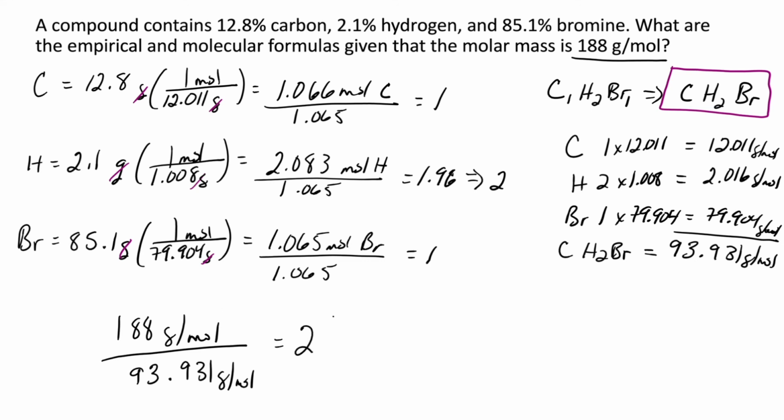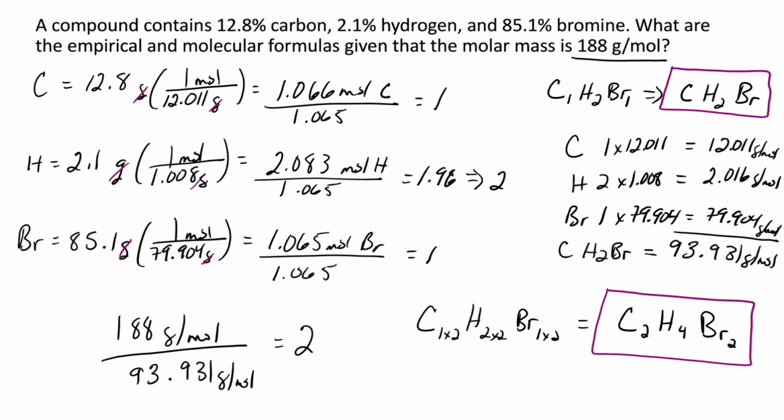This 2 tells us how many times we're going to multiply the subscripts in the empirical formula. So this means that I'm going to take each element and multiply the subscripts by 2. And this will give me C2H4Br2. And this is the molecular formula for this compound.